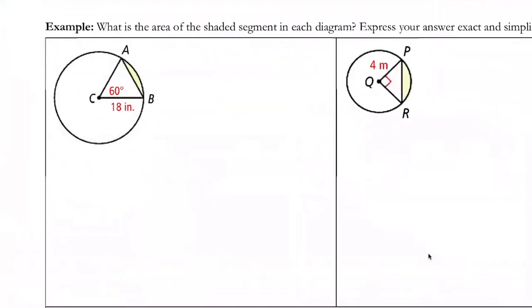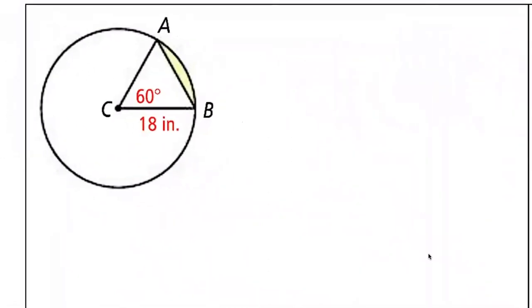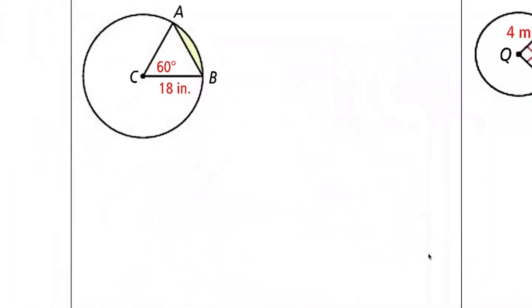Okay, what's the area of the shaded segment in each diagram? Express your answer exact and simplified. Exact and simplified means radicals. Exact and simplified means fractions, no rounding, like 1/3 has to be a third, not 0.3. Also leave pi in your answers. So exact and simplified means no rounding. The area of the segment is going to be the area of the whole sector minus the area of the triangle.